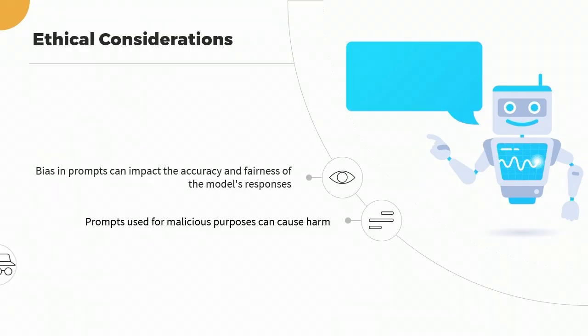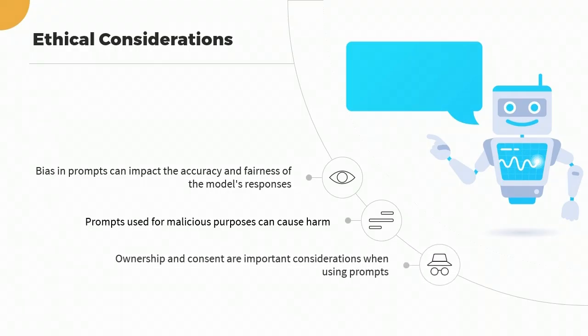There is also a question of content ownership and consent when using prompts. Language models often use prompts that are taken from public sources, such as online forums or social media posts. While such sources may be publicly available, the individuals who created the content may not have intended for their words to be used by a language model. In some cases, this could raise ethical issues around privacy and consent.